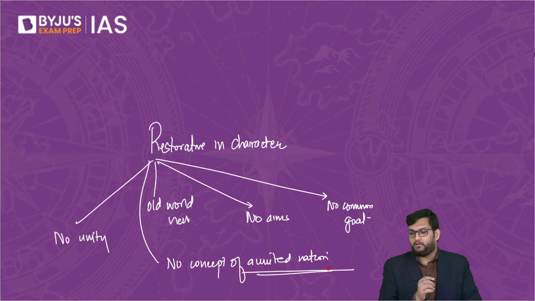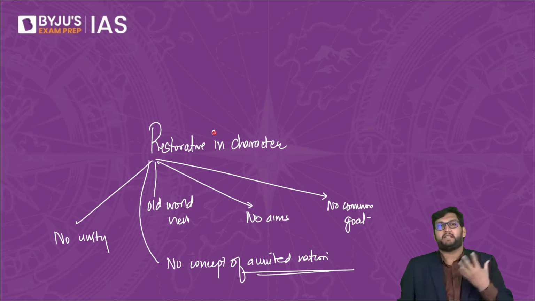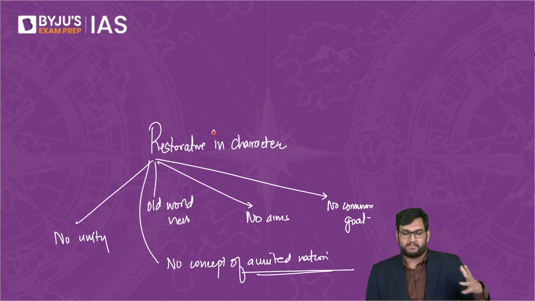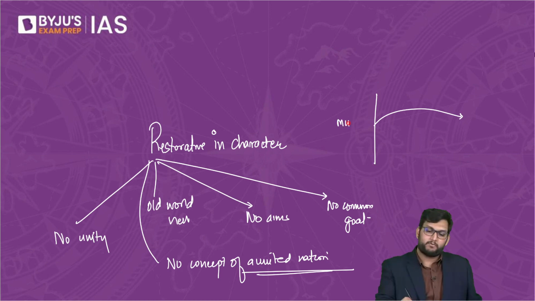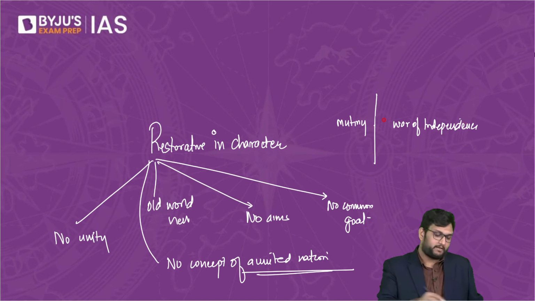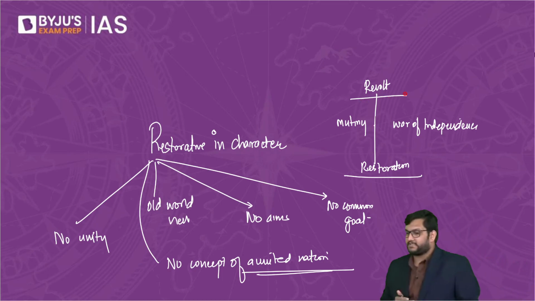Now, very simply, restorativeness is considered not a negative character, but 1857 will be used later as a symbol of resistance. But generally, for the purpose of the examination, we will not say that it is a war of independence. We'll also always take a middle ground here. We'll say it's more than a mutiny, but it's less than a war of independence. It's in between these two, which is the fact that it is basically a revolt for restoration. We can all agree to this. This is what we discussed extensively yesterday.